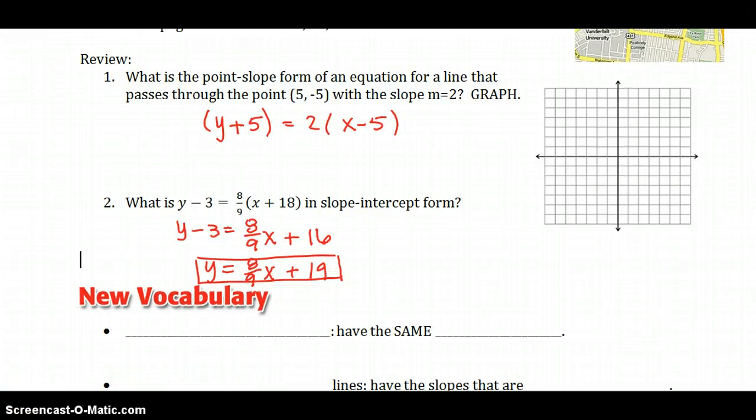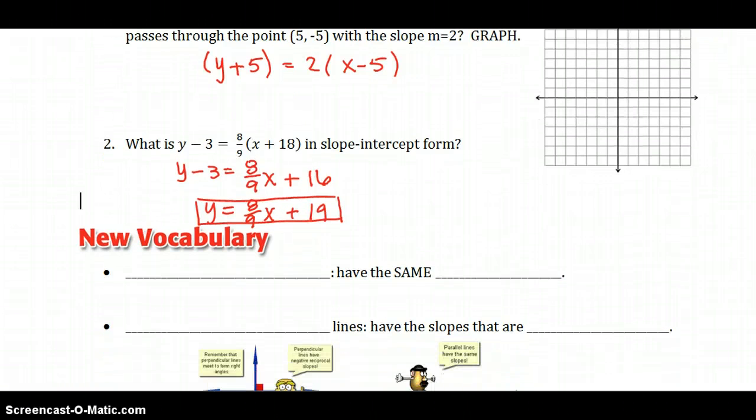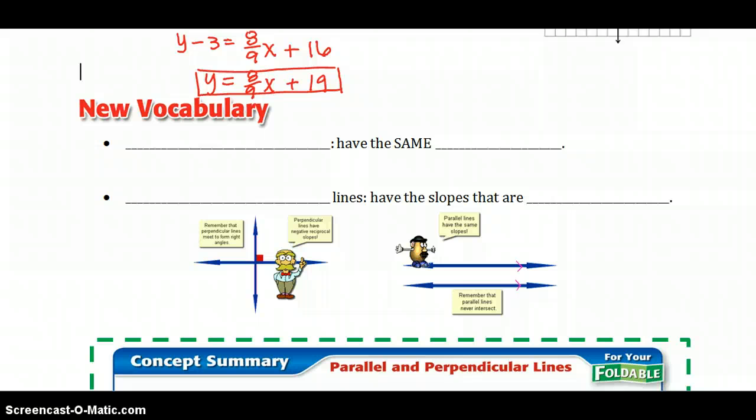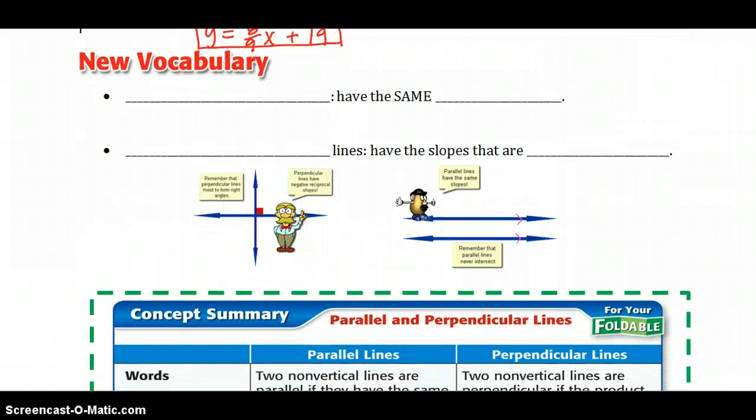Okay, so hopefully you were able to master point slope and slope intercept, converting back and forth from one equation to the other. In today's lesson, we're going to talk about parallel lines.